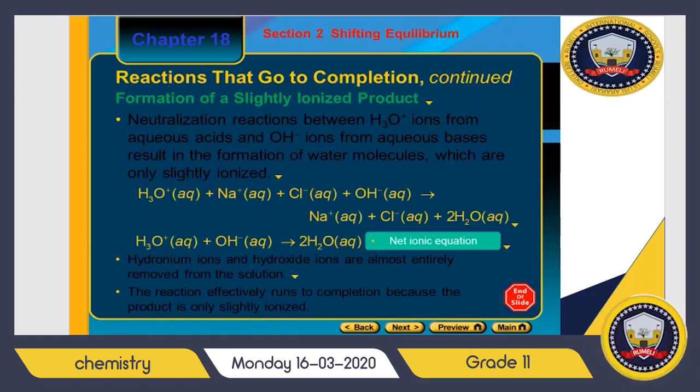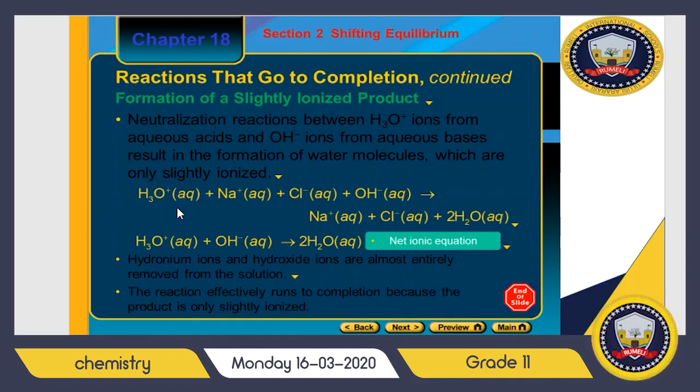The last type of reaction that will go to completion is formation of a slightly ionized product. Neutralization reactions between H3O+, hydronium ion from aqueous acid, and hydroxide ion from aqueous base result in the formation of water molecules which are only slightly ionized. Return to section 1 and study again the self-ionization of water.